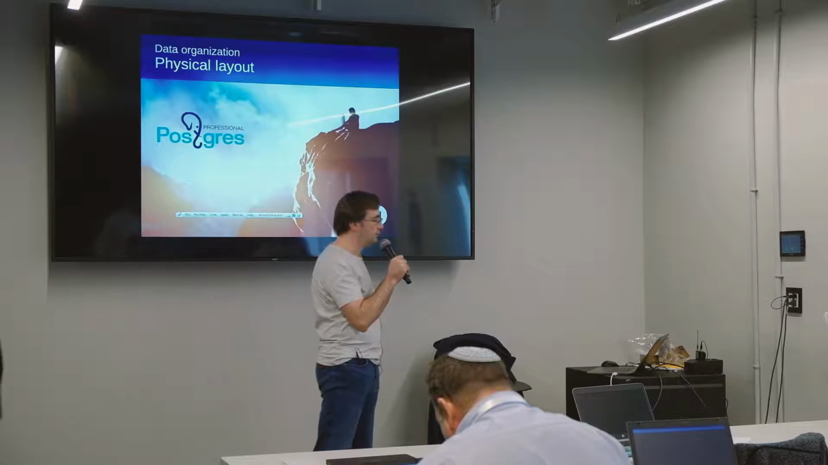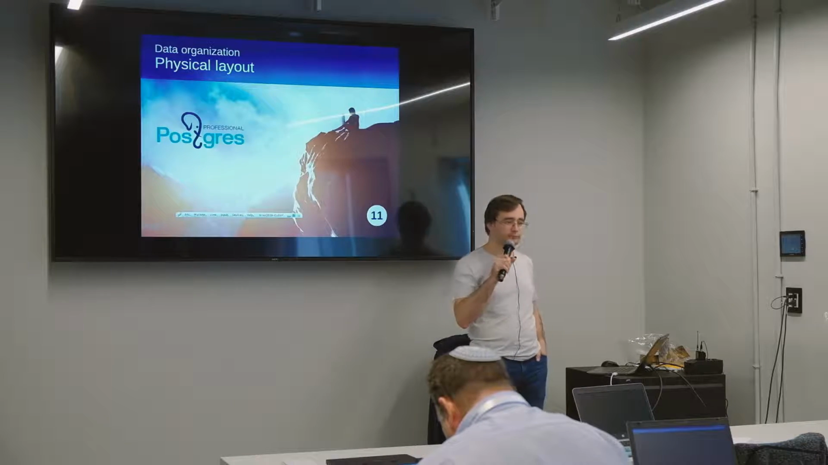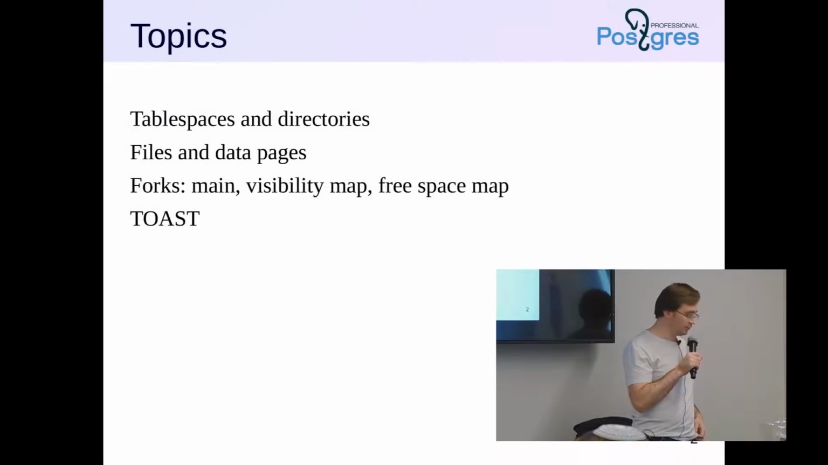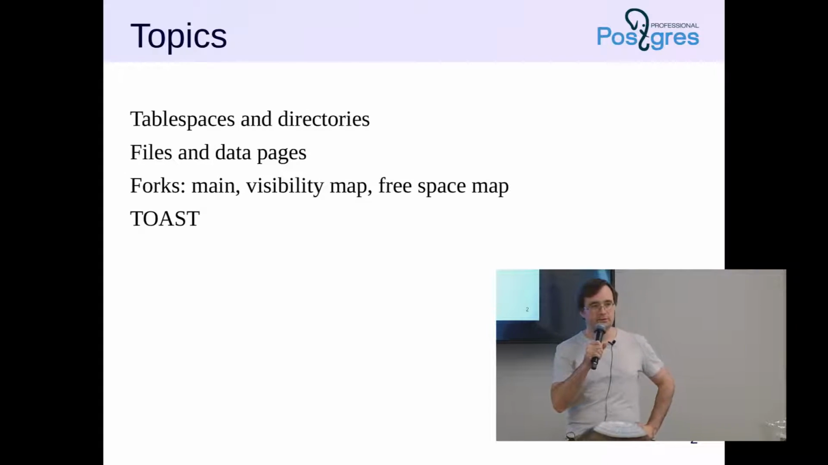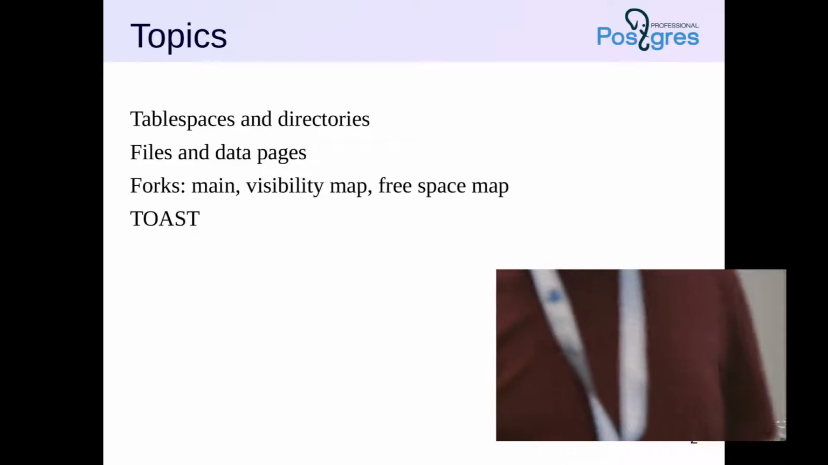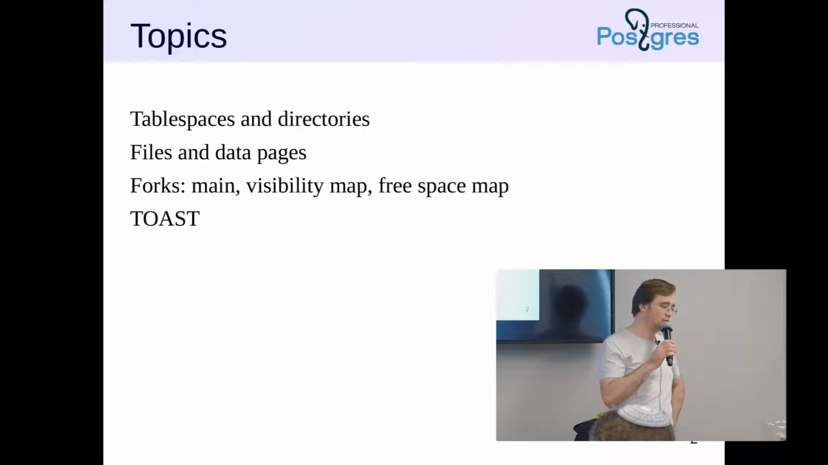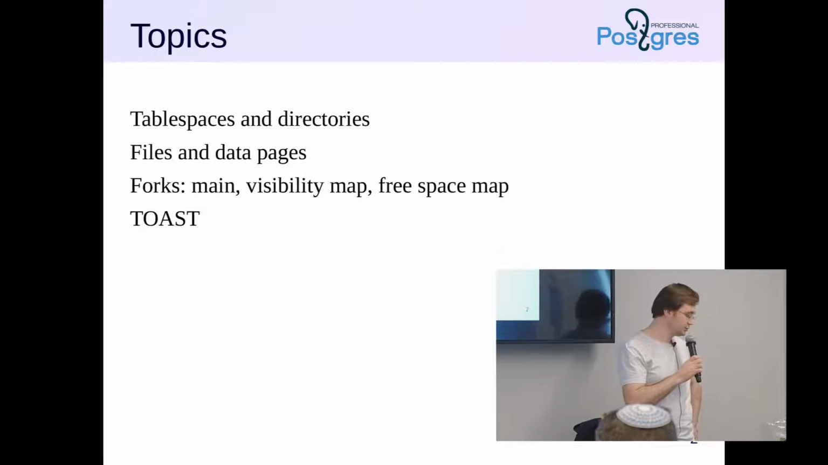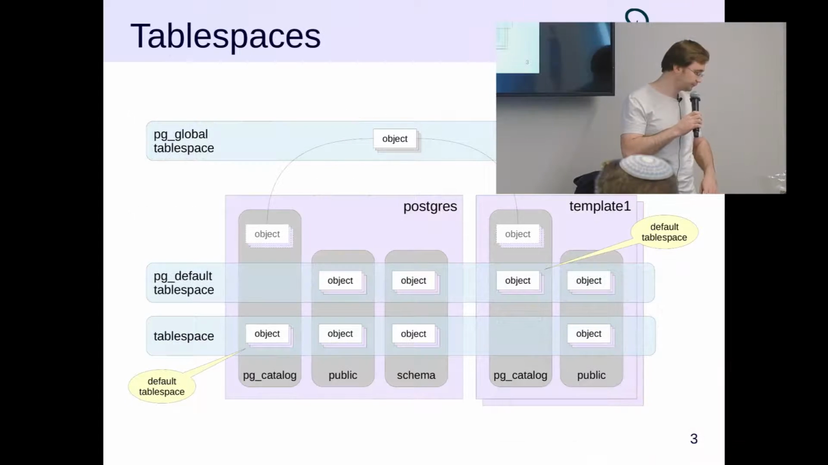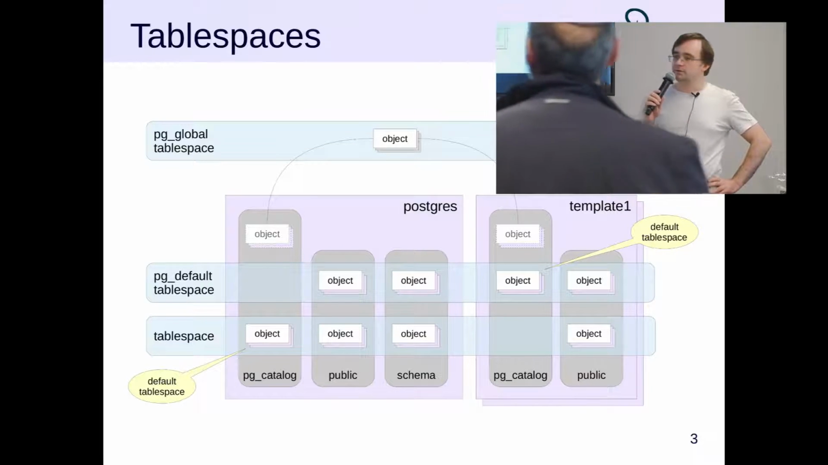Last topic for today is about physical data layout. We'll talk about table spaces and directories, about files and data pages, about forks, and about TOAST, the oversized attribute storage technique. What is a table space?